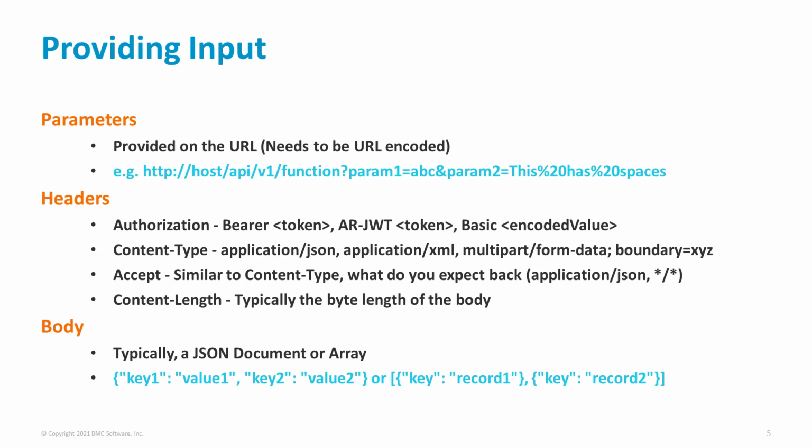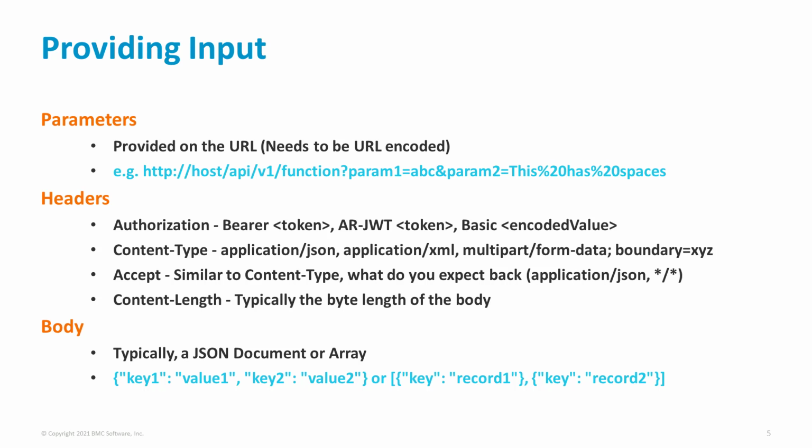The second way that you provide information to the remote system is via headers. These are going to be pretty universal regardless of what method you are calling. The most common one that you're going to be providing is an authorization header, and it's going to be either in the form of a bearer token, an AR-JWT token in the case of Remedy, a basic encoded value, which would be your username and password, or really any other authorization header that is supported by the system that you are making a call to.